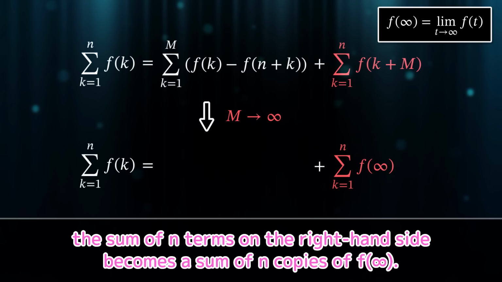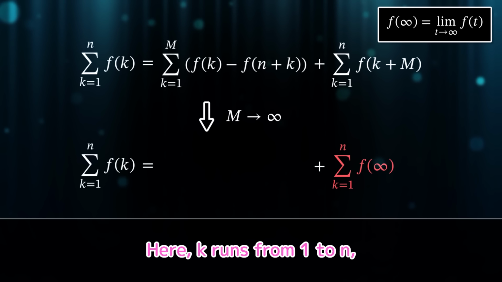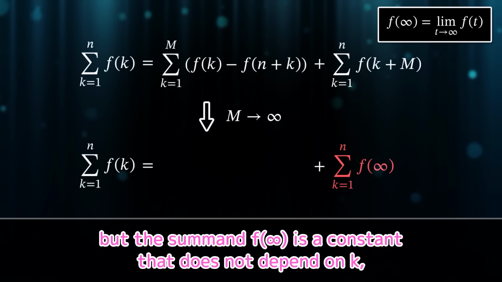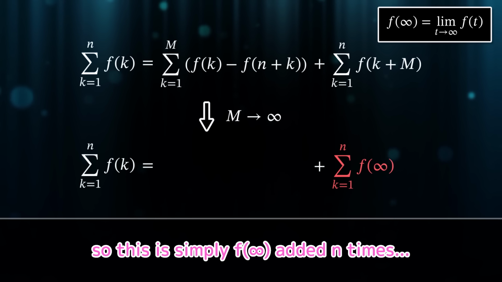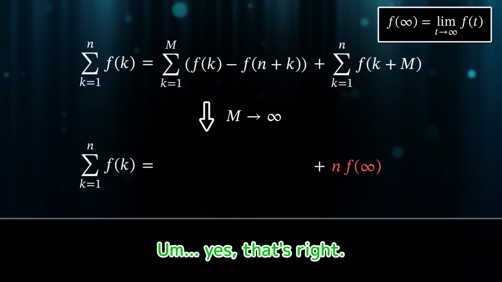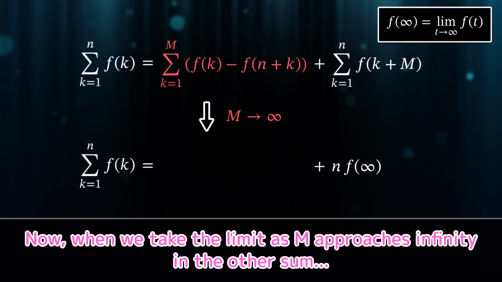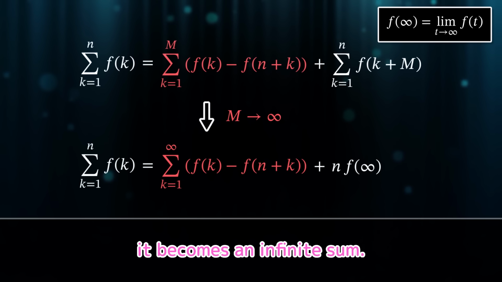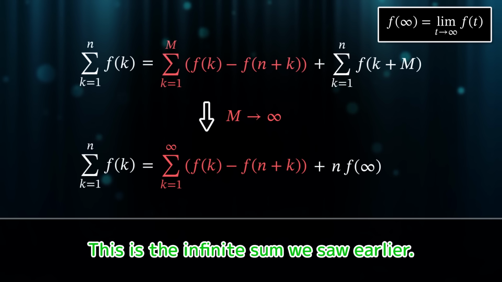the right-hand side becomes a sum of n copies of f of infinity. Here, k runs from 1 to n, but the summand f of infinity is a constant that does not depend on k. So, this is simply f of infinity added n times. So we can write it as n f of infinity. Yes, that's right. Now, when we take the limit as m approaches infinity in the other sum, it becomes an infinite sum. This is the infinite sum we saw earlier.